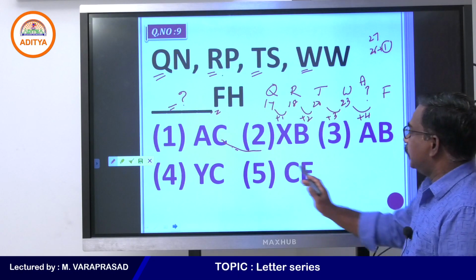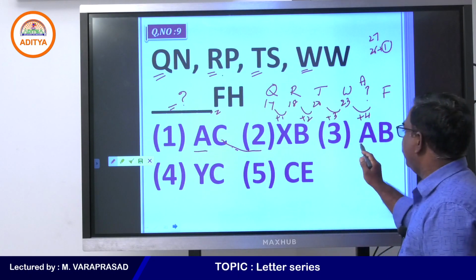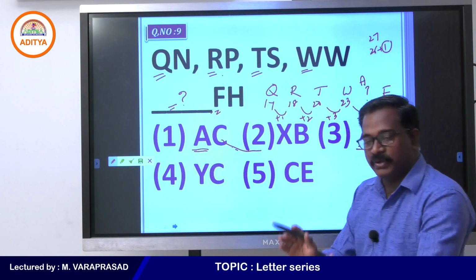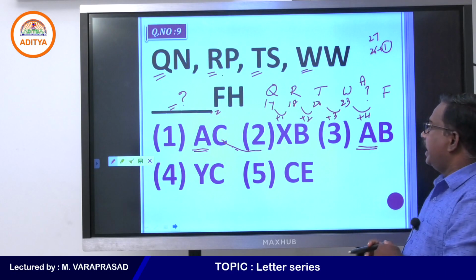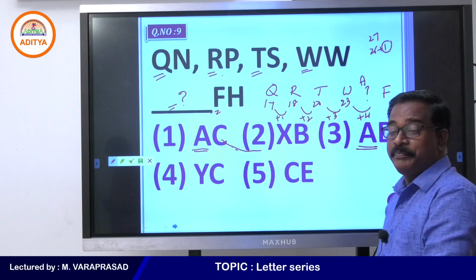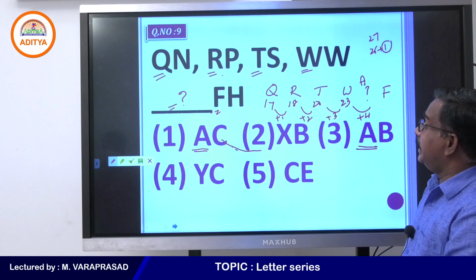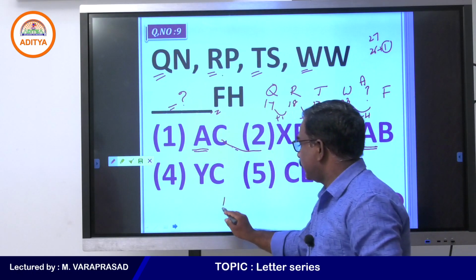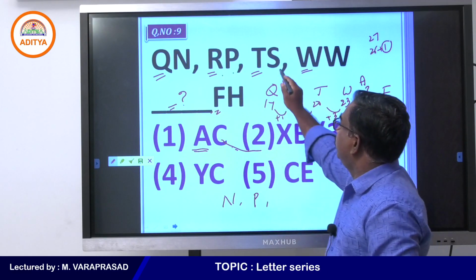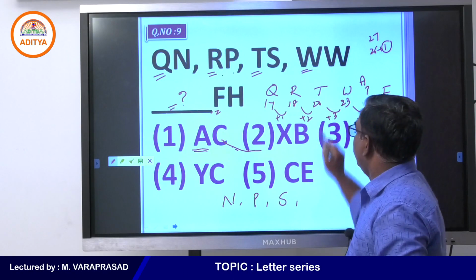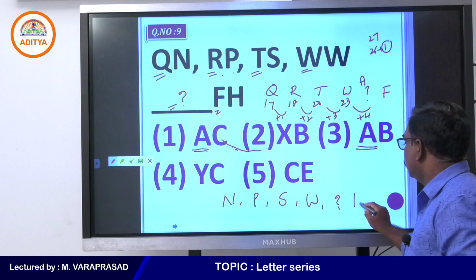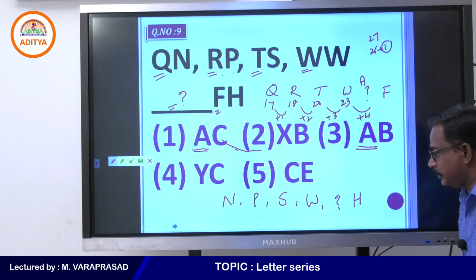So you will get A in the first letter series. Options with A are 2, either AC or AB. Two options are there, so keep that in your mind, we will get the answer as the first option or third option. Right? This is the first letter series. What about the second letter series? Second letters N, P, S, W, question mark and H.